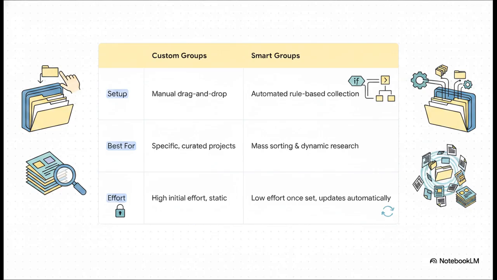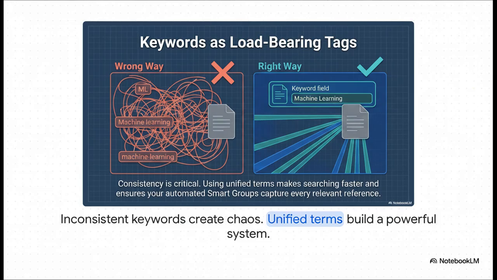But then you have smart groups. These are the automated, rule-based ones. It's really the difference between having that precise, hands-on control versus just setting it up once and letting it run on its own. Now, the real engine behind those automated smart groups, it's your keywords. And I can't stress this enough, consistency is everything.